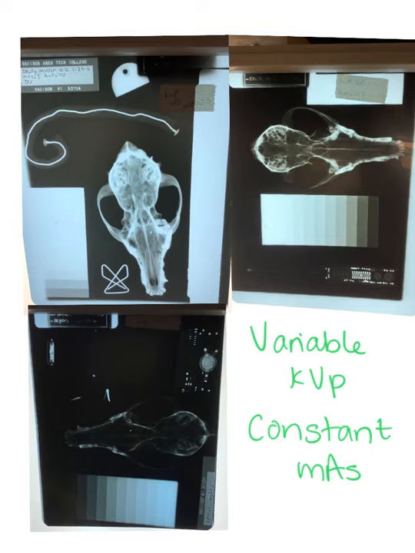So on these next few slides, I'm going to be going over with you guys how x-rays look different when we change either the kVp or the MAS. So we're going to be looking at the first ones here at variable kVp x-rays where the MAS was always constant. These are the three x-rays I'm going to be going through with you guys.